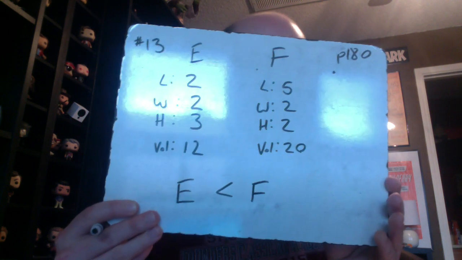Our next one, length. I'm going to go across, so our length is 5. Our width is 2. Again, if you flipped those, that's okay. And our height is also 2. So 5 times 2 is 10, times 2 is 20 cubic inches. Then it asks us, solid blank has less volume than solid blank. So E is less than F. 12 is less than 20. So there's number 13.